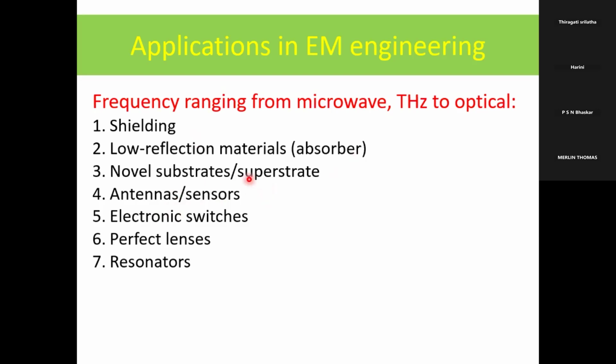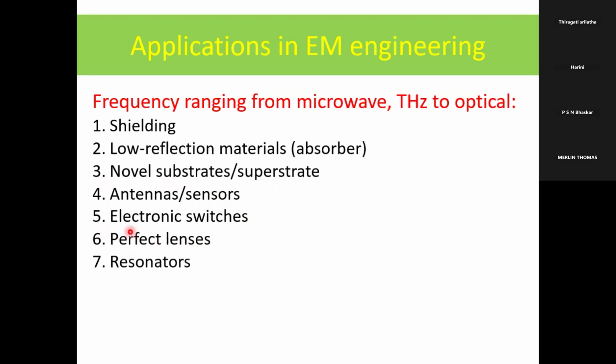And they can also be used as sensors. You can sense different parameters, humidity. And you can also use them for antennas. Antenna is also one sort of sensor which will sense electromagnetic waves. You can use them as a switch, electronic switch, and they are perfect lenses. You can use them as a proper lens, and resonators. These are some of the applications.